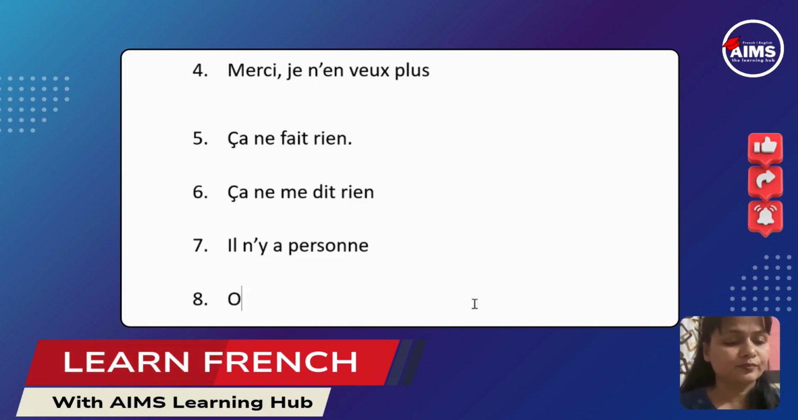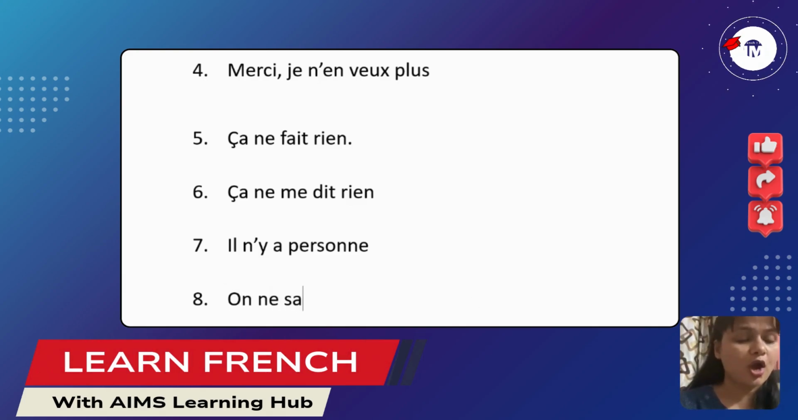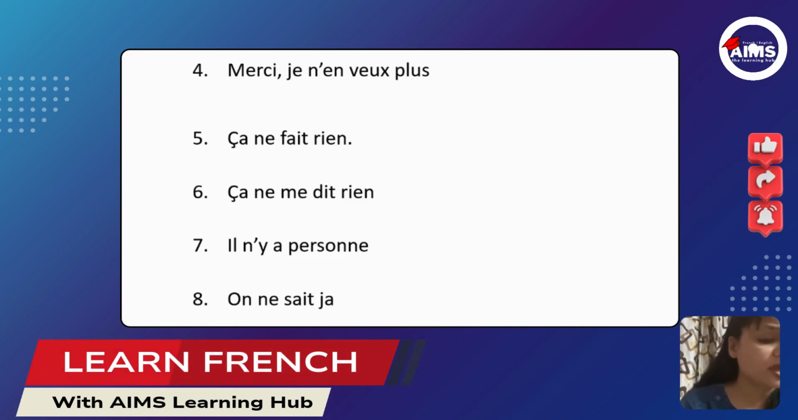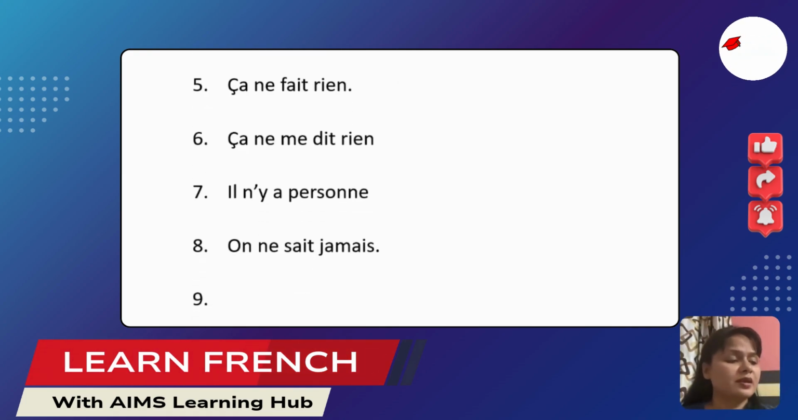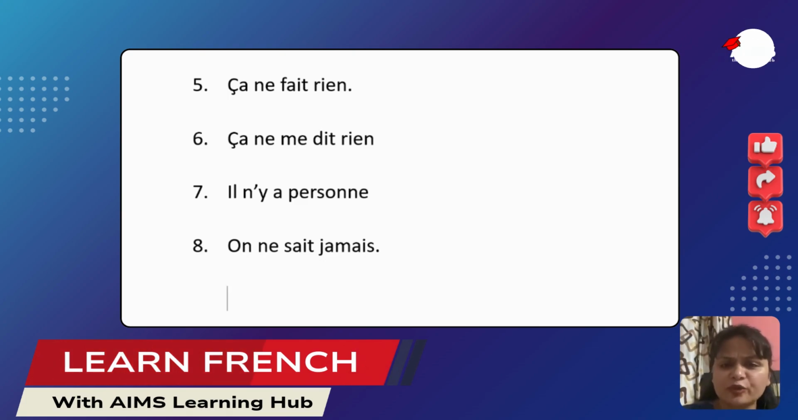Then the last expression we will do is on ne sait jamais. On ne sait jamais means when you want to say you never know. You never know. On ne sait jamais. Okay. So on is used, like we can use nous in place of on. Even you can use nous. If you are using nous, you can change your word. Otherwise, just memorize this. You can do it in a later part.